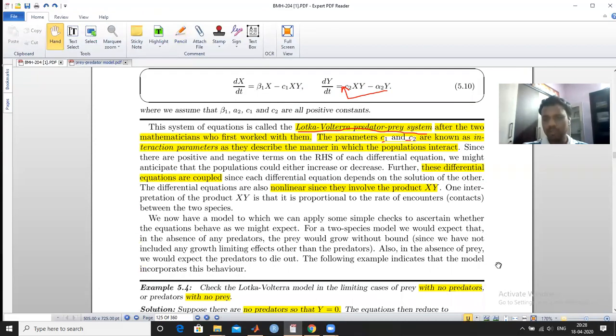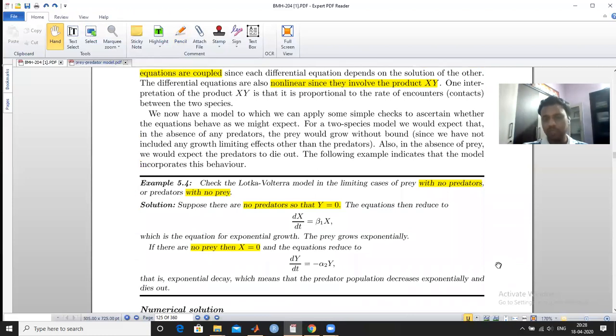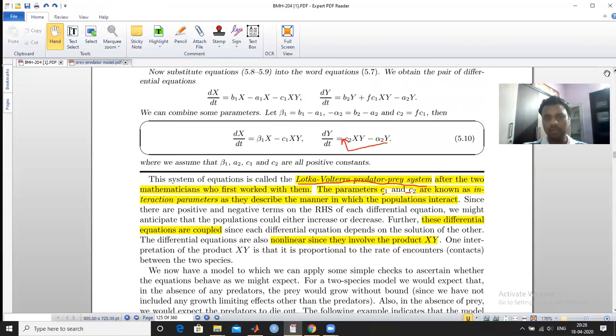Suppose we consider two cases here, as we have already discussed: what will be the scenario if no predator is there, and if no prey is there. First case, no predator. No predator means y is 0. If you put y equal to 0 in this system, then this will become 0 and this will become 0. So dy over dt will be 0.